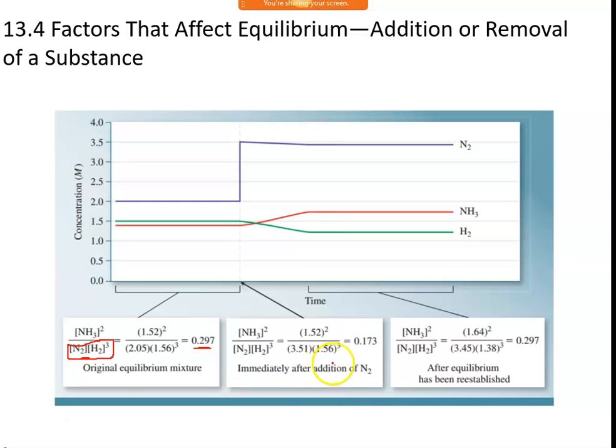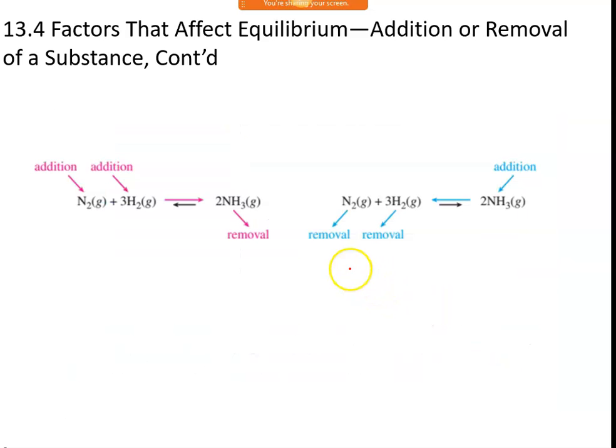Here, when you add a little bit of nitrogen to it, notice that the equilibrium shifts. Then eventually it will establish equilibrium. So again, it's basically everything I talked about. If you add nitrogen, if you add hydrogen, and you remove ammonia, notice that the arrow is going towards our product side.